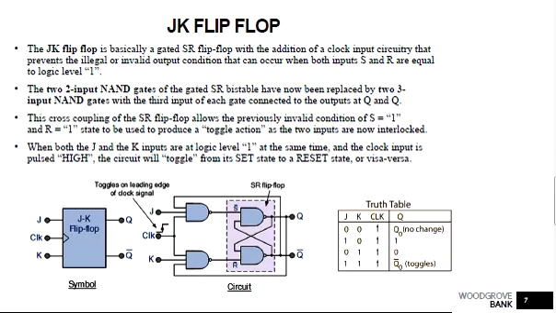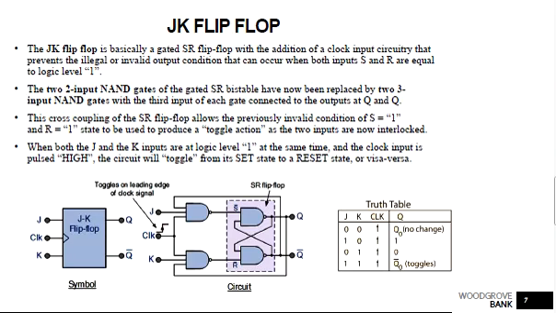This cross coupling of the flip-flop allows the previously invalid condition. Previously there was an invalid condition where both S and R are equal to 1, which now becomes toggle action. Whenever both inputs are high, there will be toggling of the output. That means if previously it was 1 0, now it becomes 0 1. So the output will change.